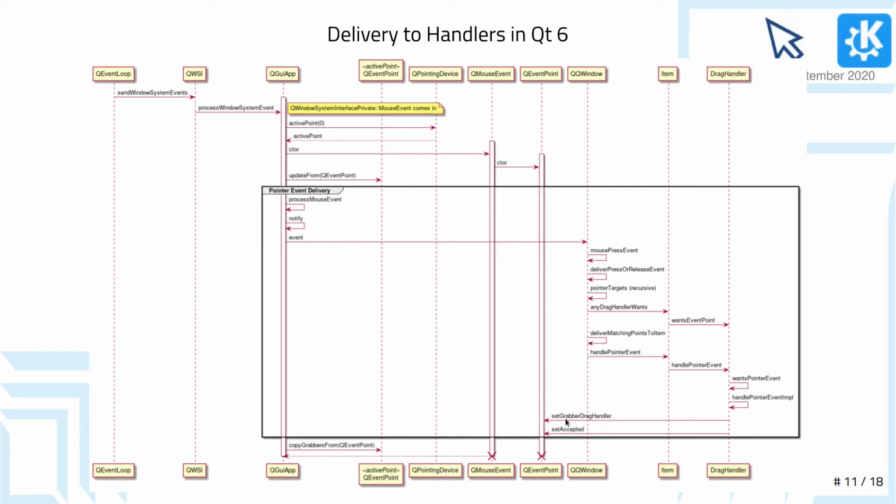And then after the delivery is done, it's been accepted, therefore all of the points are accepted inside the event, then we're done with it, so we throw it away. The event point that we delivered and the QMouseEvent will be destroyed, and then the ref count goes back to 1 because we still have it stored in active points.